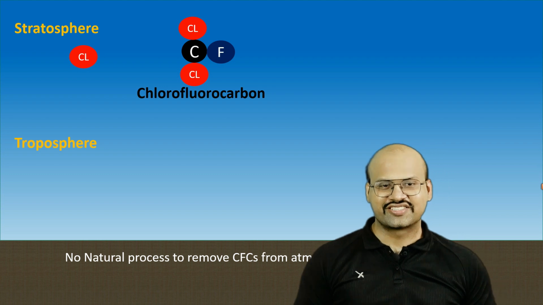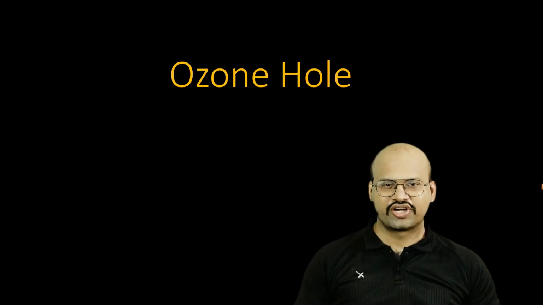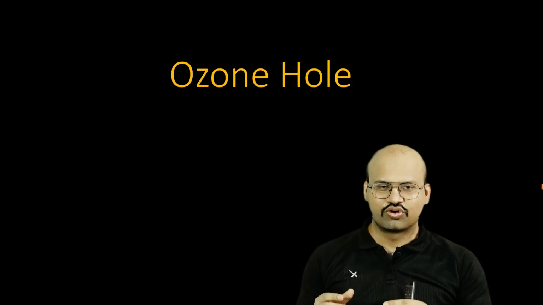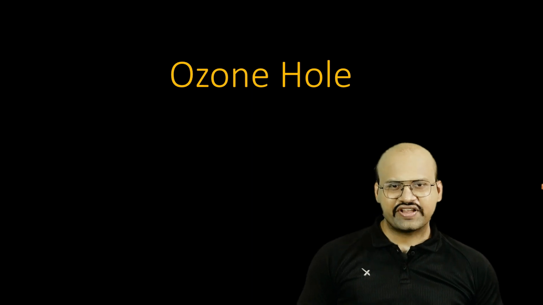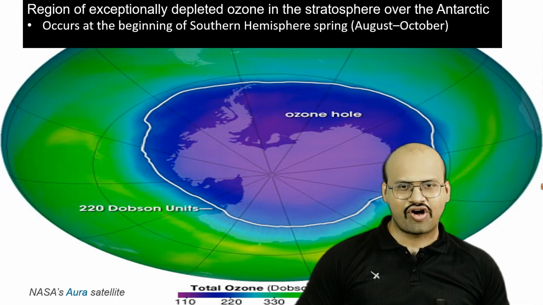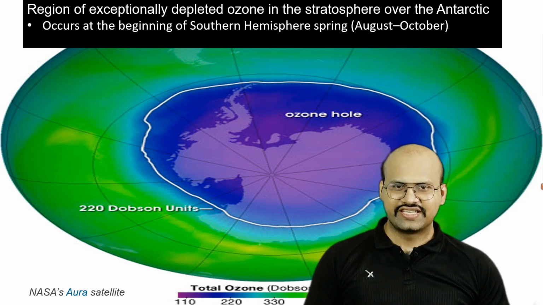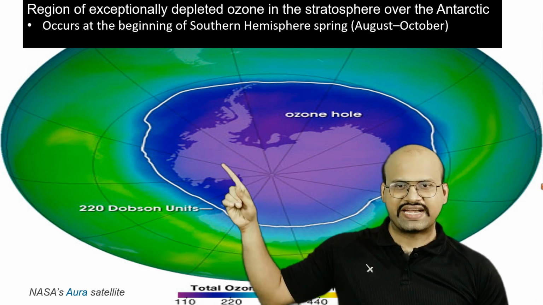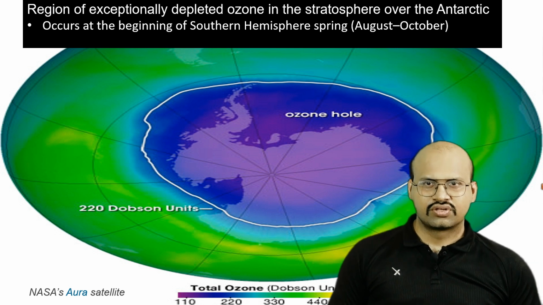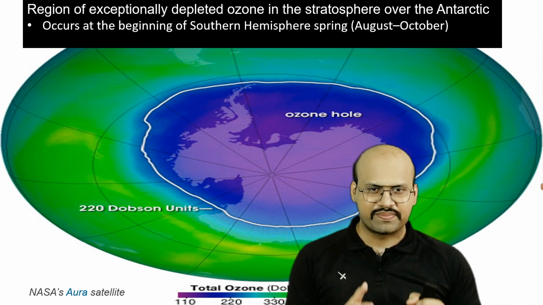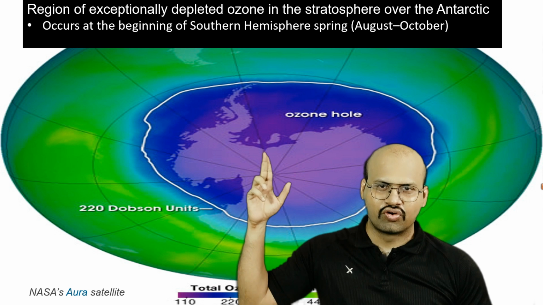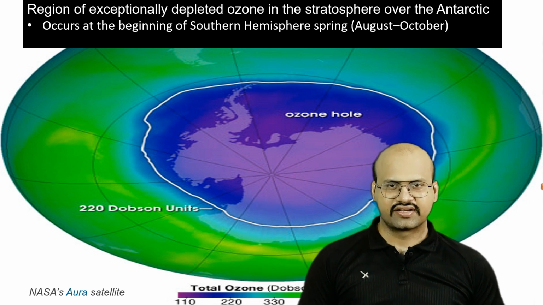So all this discussion brings us to the most important topic, that is, how an ozone hole is formed. Every year during the months of August and September, which is spring season for the southern hemisphere, ozone holes are formed over Antarctica. So we will try to understand the mechanism by which these ozone holes are formed over Antarctica.